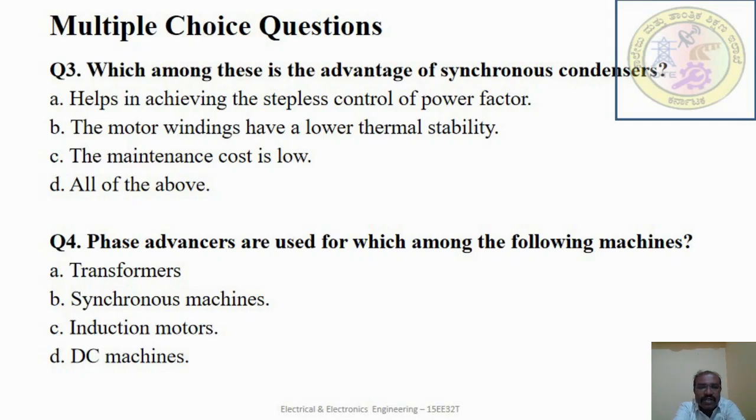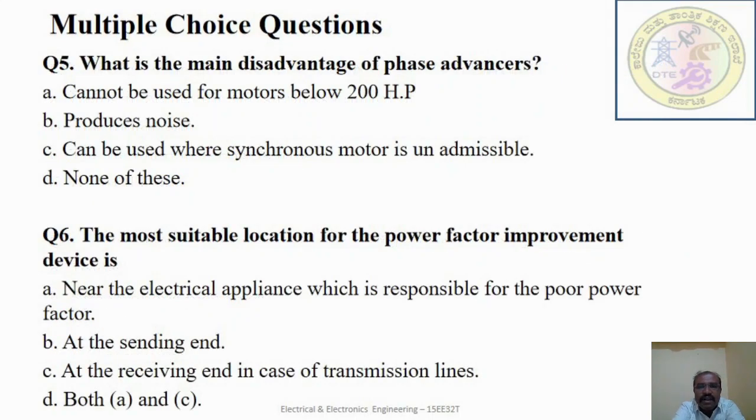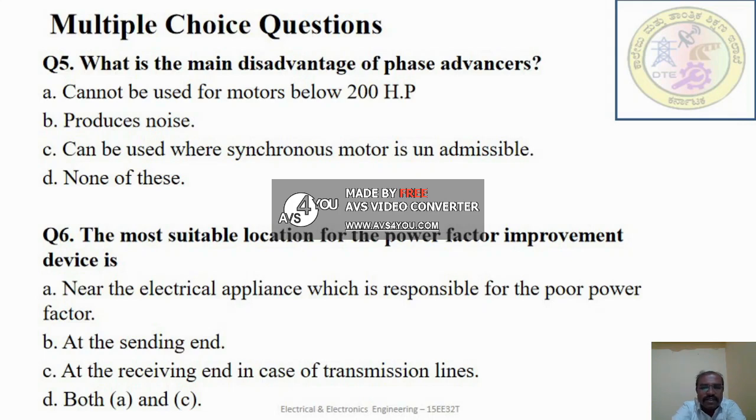Next, fourth question. The phase advancers are used for which among the following machines? The options are transformer, synchronous machines, induction motor, DC machines. You have to keep in mind phase advancers are only used for induction motors. That is option C. Next, what is the main disadvantage of phase advancer? The options are cannot be used for motors below 200 HP, produces noise, can be used where synchronous motor is inadmissible, none of this. Option A, cannot be used for the motors below 200 HP.